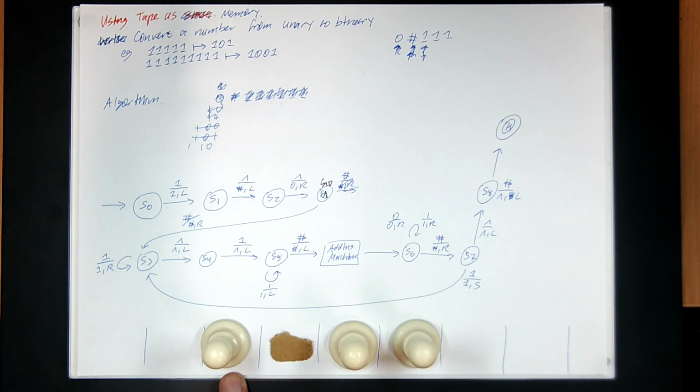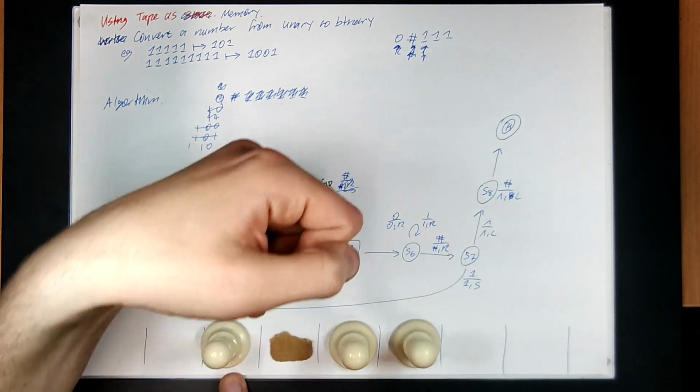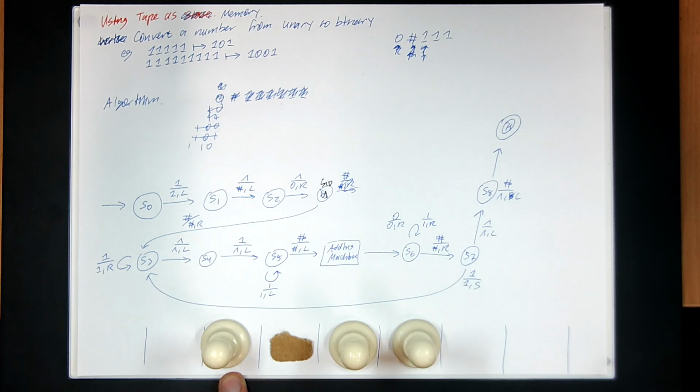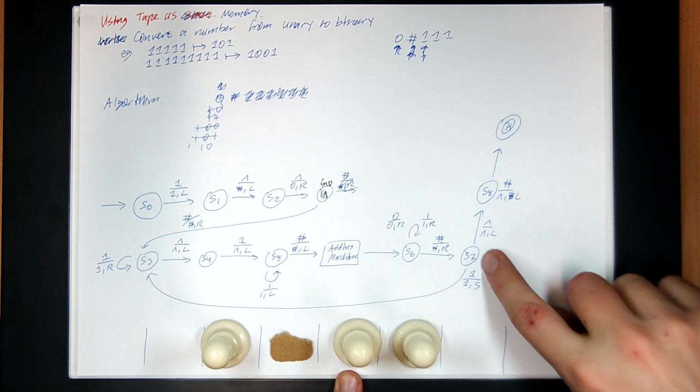Alright, so see a 0, write a 0, move right. See a 1, write a 1, move right. And then when we see a hash, move right again. So we rewind back to the hash and then take a step to the right. See a 1, write a 1, move right. See a hash, write a hash, move right. And then back to S7.